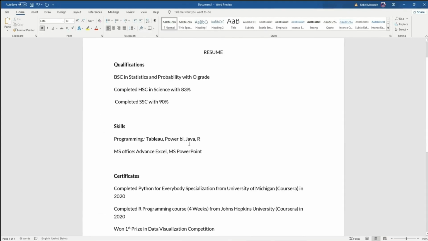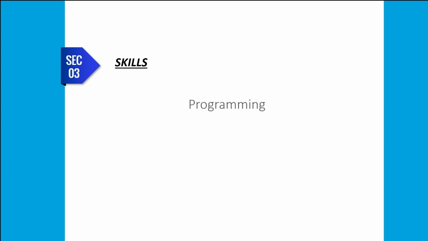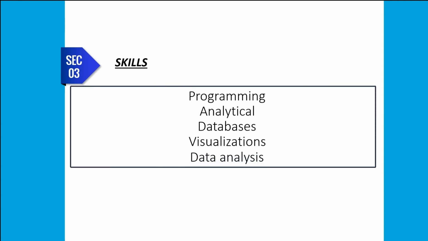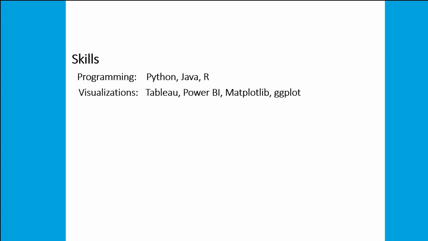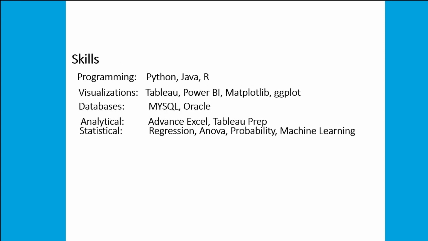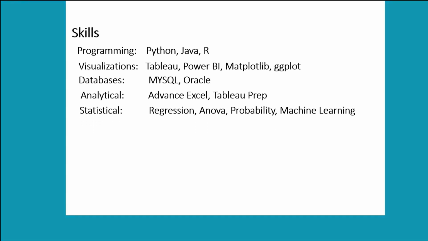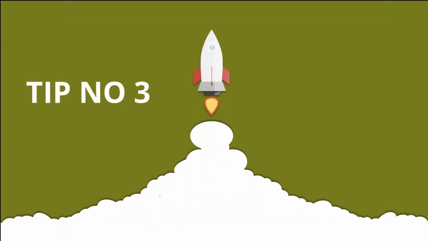Coming to the third section, we have skills. Now here you must include all your skills from programming to theoretical to analytical. The best way to put your skills is in subsections like these. These are some of the headings a data analyst resume can have, and within each, specify the tools and techniques you know. After this follows our tip number 3.